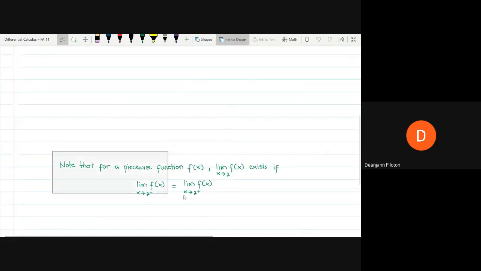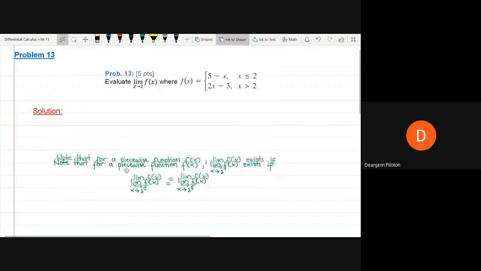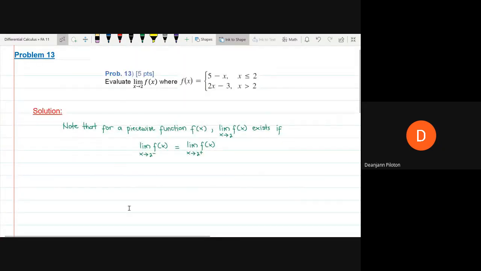When you encounter a piecewise function, take note, class, that the limit of f of x exists if the left-hand limit is equal to the right-hand limit. Although it is stated as x approaches 2, the function is different for different values of x, so you need to evaluate the left-hand and right-hand limits to see if they are equal. If they are equal, that is the value of the limit of f of x as x approaches 2. But if they are not equal, the limit does not exist when x approaches 2. What exists is only a one-sided limit. It cannot exist on both sides.